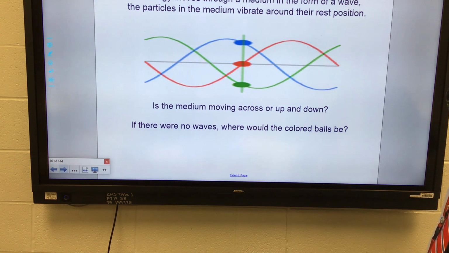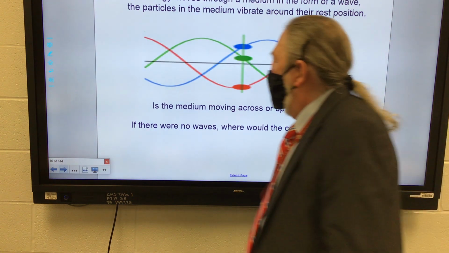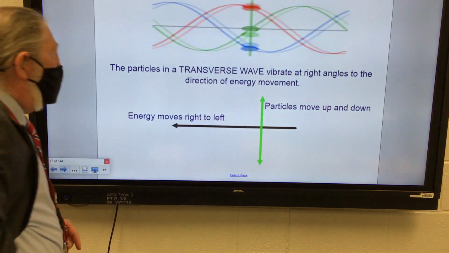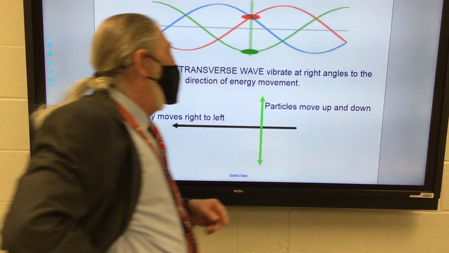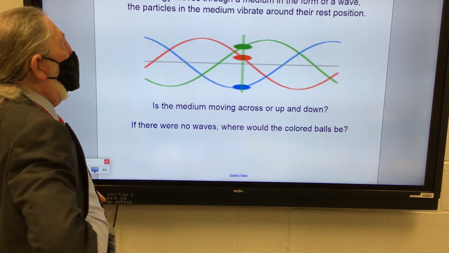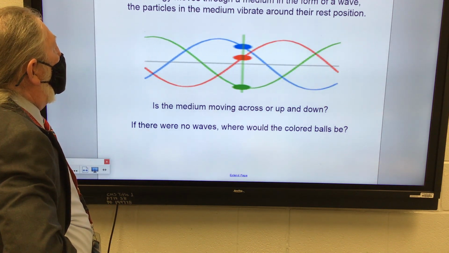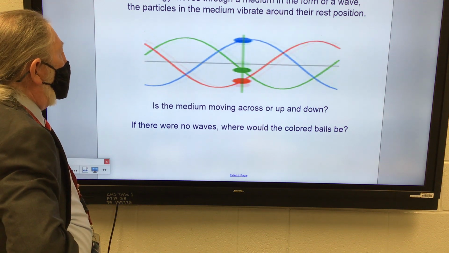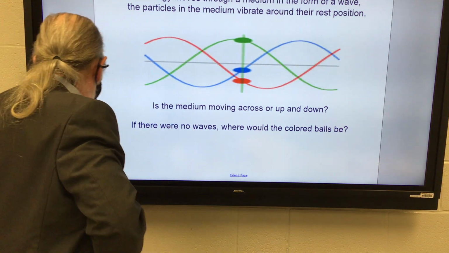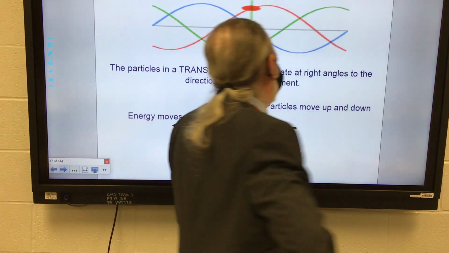It's going up and down, right? Okay, so let's look right here. Oh, and by the way, that is energy, like DNA, the way it's moving. They're vibrating up and down, right? Okay, so look right here.